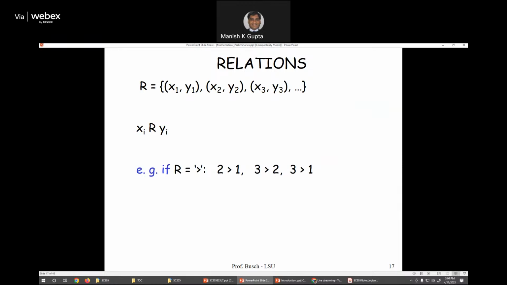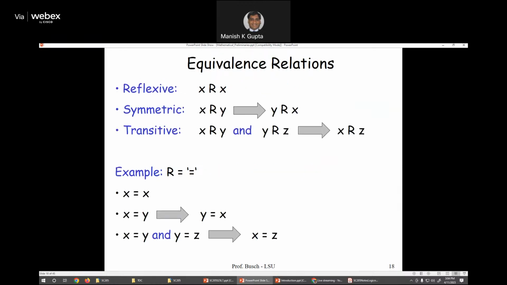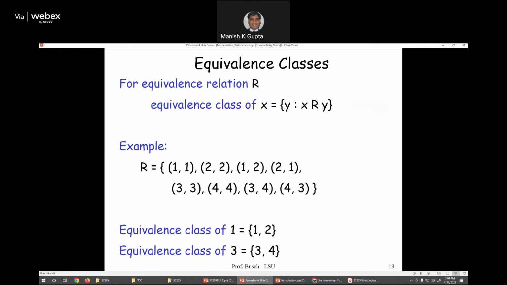Beautiful questions can be asked, right? Or how many symmetric relations will be there? These kinds of questions are very common in your interview, in your job interview also, right? So one can ask these questions. Reflexive, symmetric, transitive, right? Equivalence classes. You already saw this business, equivalence classes, right?